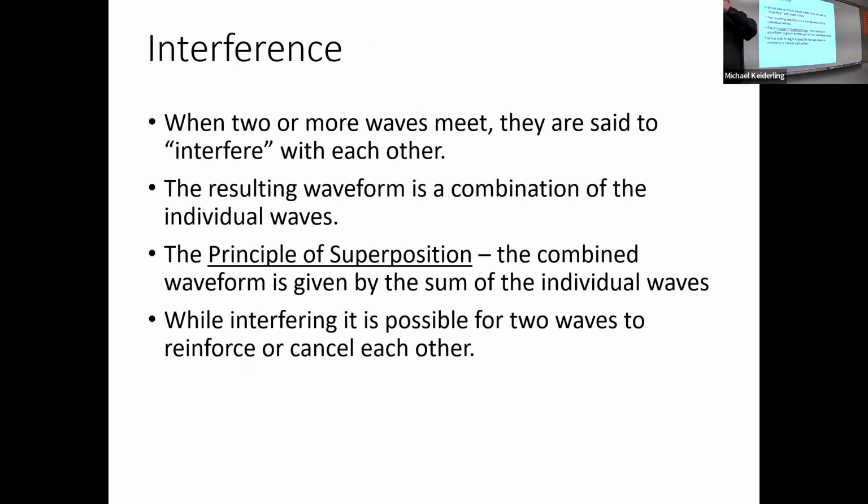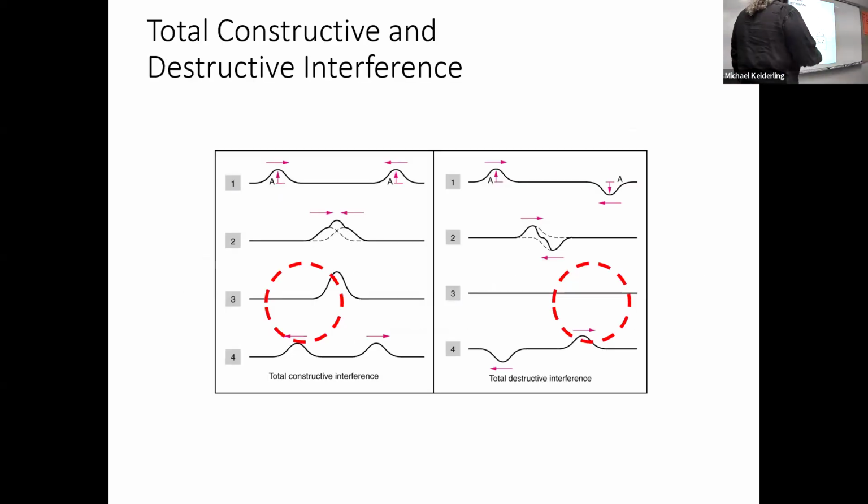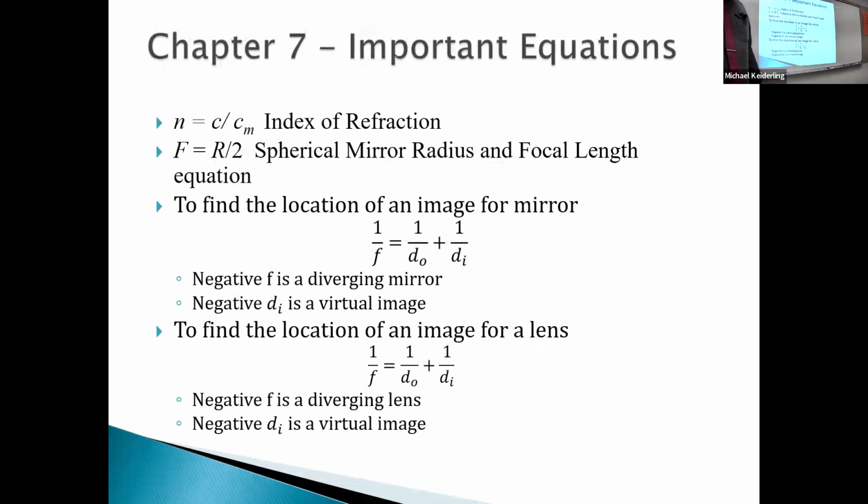When 2 or more waves meet, they're said to interfere with each other. The resulting waveform is a combination of the individual waves. You just add the waves up. The principle of superposition says the combined waveform is given by the sum of the individual waves. When interfering, it's possible for 2 waves to reinforce or cancel each other. Here is reinforcement, that's constructive interference. Here is canceling each other out, that's destructive interference. This is what active noise canceling does. Active noise canceling headphones play a sound that destructively interferes with the outside noise.